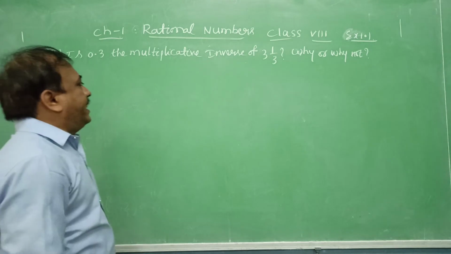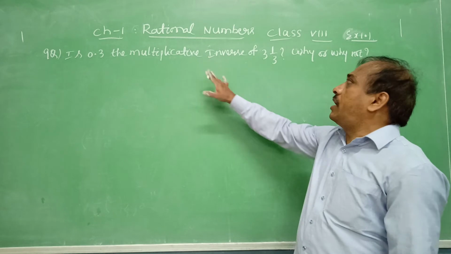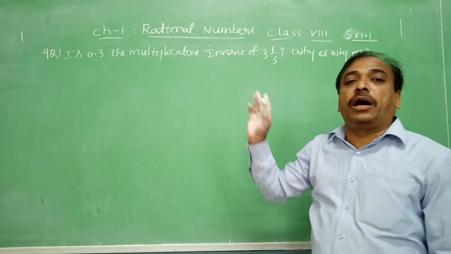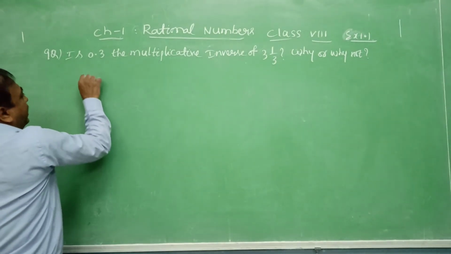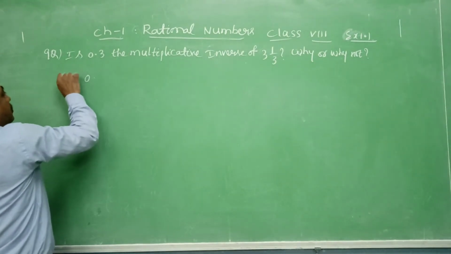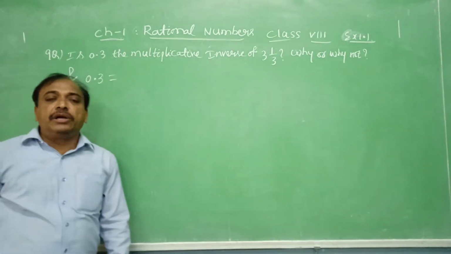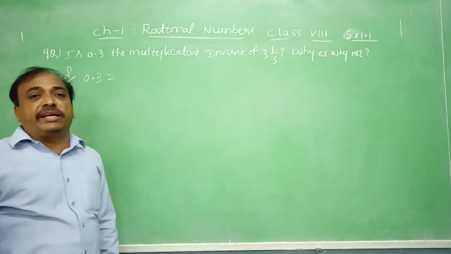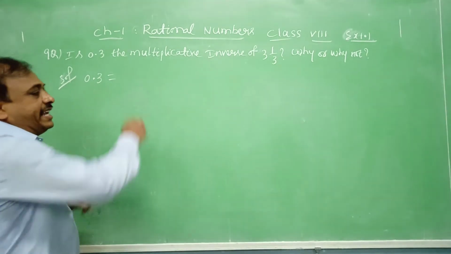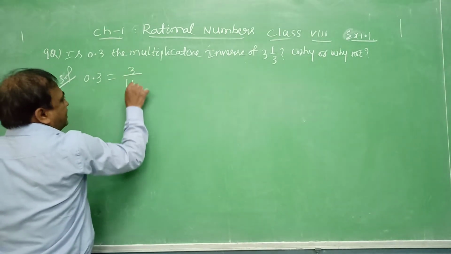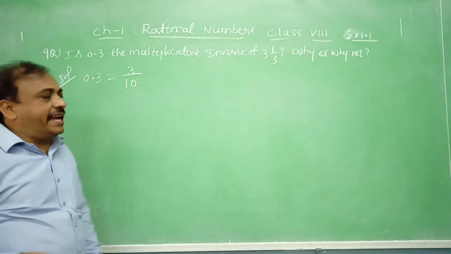Question number 9, is 0.3 the multiplicative inverse of 3 1 by 3, why or why not? So first we write 0.3, which could be expressed as a rational number. You all know how to convert a decimal number to a rational number. So 0.3 can be written as 3 tenths, which we write as 3 by 10.